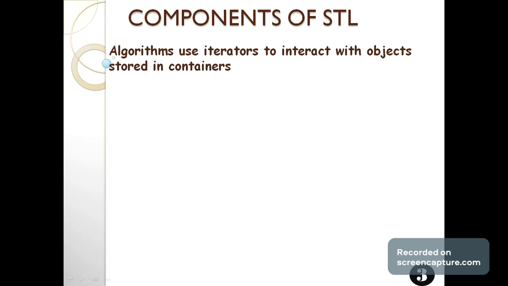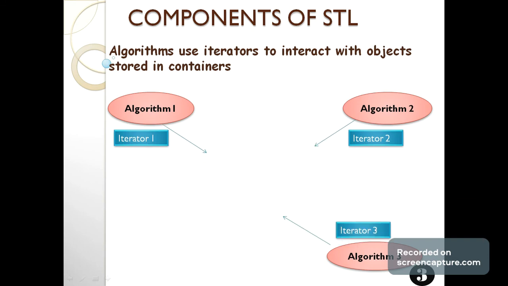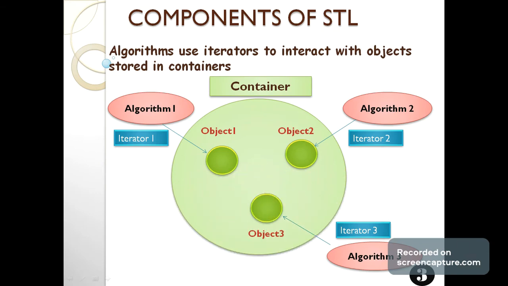There can be many algorithms, algorithm 1, 2 and 3, and each will have its own iterators, and these iterators will be iterating through the objects which are stored inside the container. You can use iterator 1 to iterate through object 1, object 2, object 3 using algorithm 1, 2 and 3 and so on. Container is the one which stores the objects, algorithm is the one which processes those objects, and iterator is the one which moves around these objects.